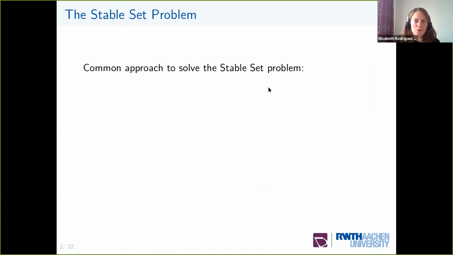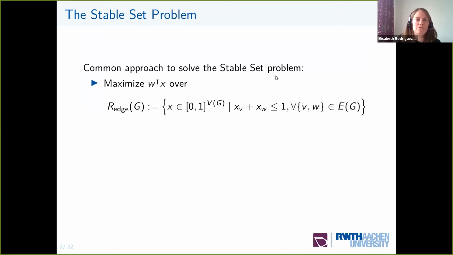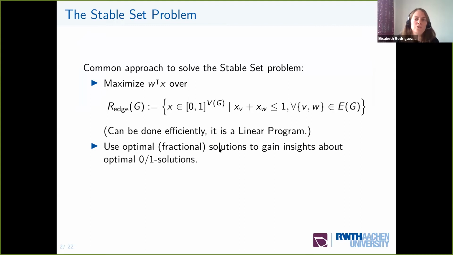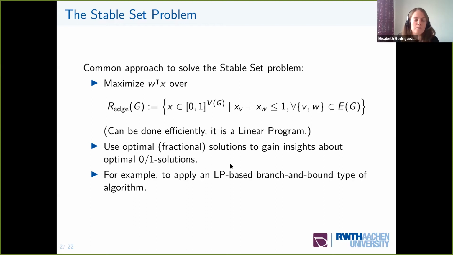So a common approach to solve the stable set problem is to maximize the objective function over the edge relaxation, which can be done efficiently because it's a linear program, and to use optimal fractional solutions to gain insights about optimal 0-1 solutions. This happens, for example, when we apply an algorithm of the branch and bound type. Now, this is all probably very well known to all of you.